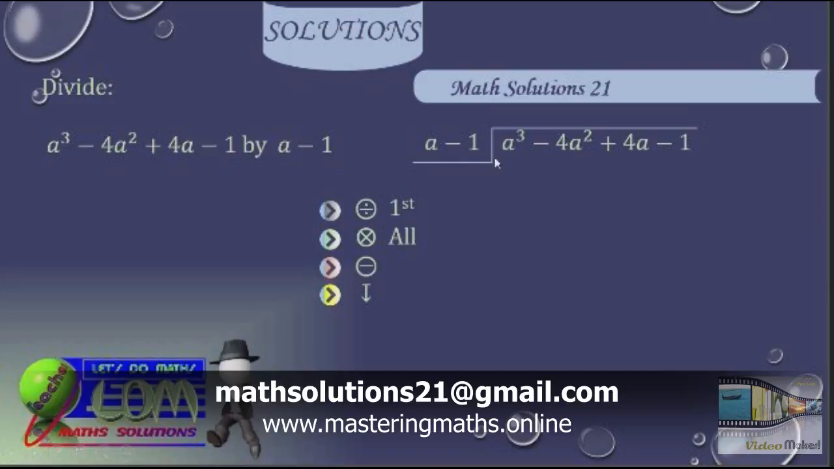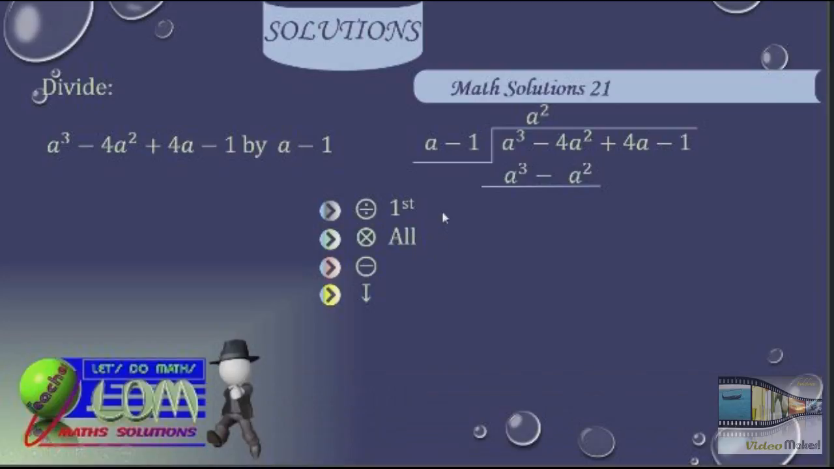We have to divide by a on this a cube. So a cube divided by a, the answer will be a squared. Then afterwards we say a times a squared, that will give us a cube. Then we say -1 times a squared, that will give us -a squared. Then we draw our line because we multiplied by all. The next thing, we have to change the bottom signs. So this will become negative, that will become positive.